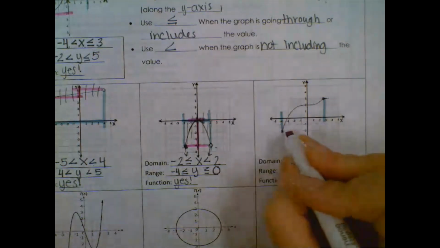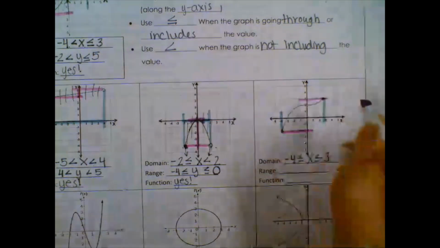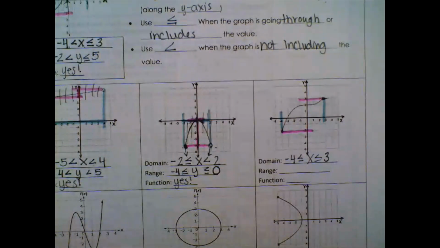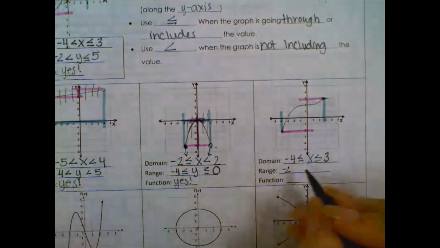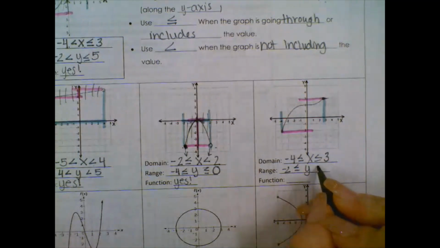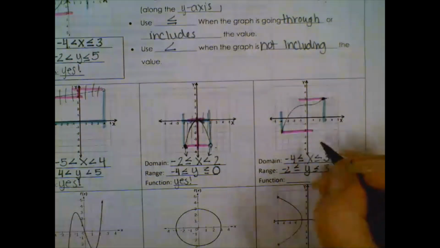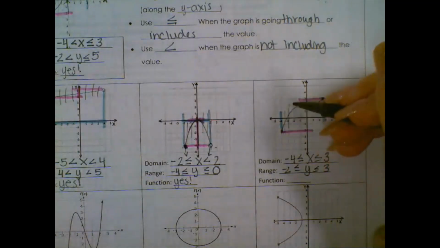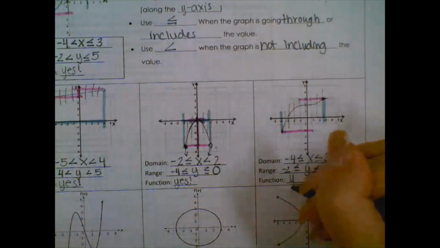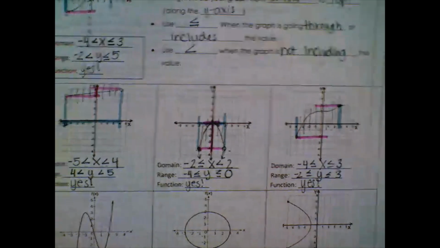Our range, the lowest it's going to, the highest our graph is going to. So -2 less than or equal to y, less than or equal to 3, equal to's because on both ends are closed dots, and we do pass the vertical line test, so it is a function.